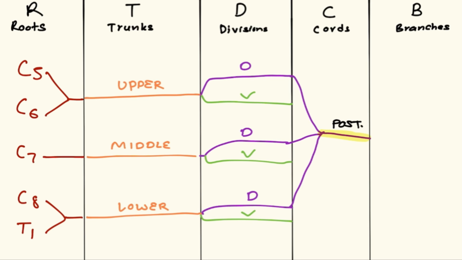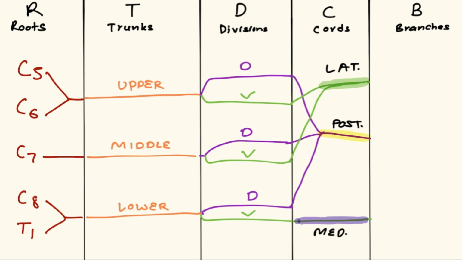Now what we have to do is combine the ventral divisions of the upper trunk and middle trunk to form the lateral cord. Now whatever is left will continue as the medial cord. So here you can see the medial cord.